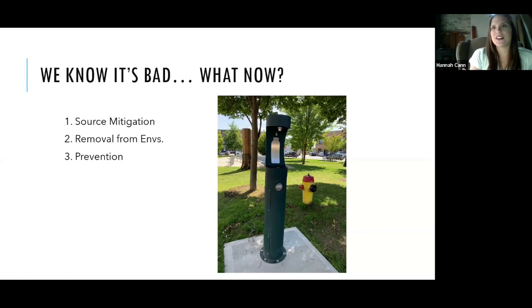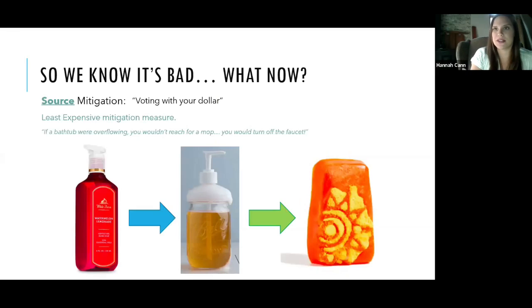So we know that there is a prevalence of plastic in our environment. So what do we do now? What's the next steps? I can think of three. Source mitigation. So this is controlling where the plastic's coming from, removing it from the environment, and then preventing it from escaping into the environment in the first place.